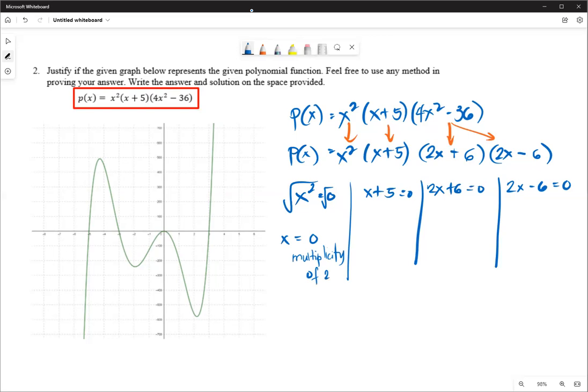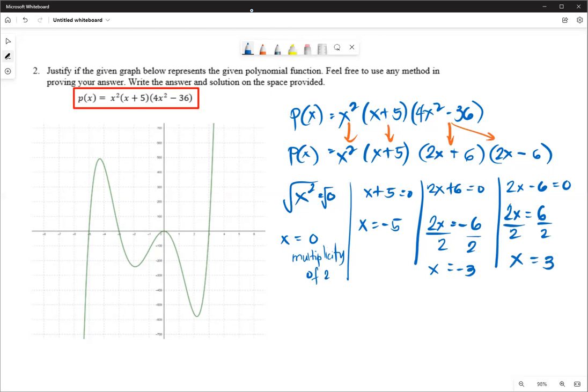Now let's solve for this. So we will have here x is equal to -5. In here, we will have 2x is equal to, change the sign, it will become -6. Divide both sides by 2. So x is equal to -3. And finally, we have here 2x is equal to, and we transpose -6, it will become +6. Divide both sides by 2. So we will have here x is equal to 3.